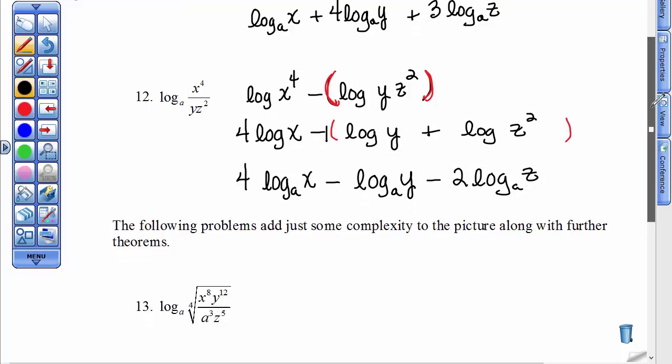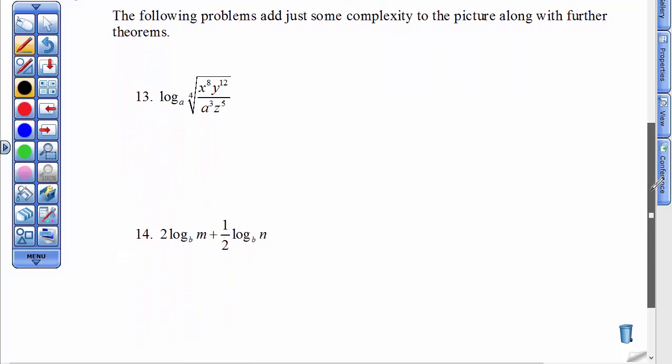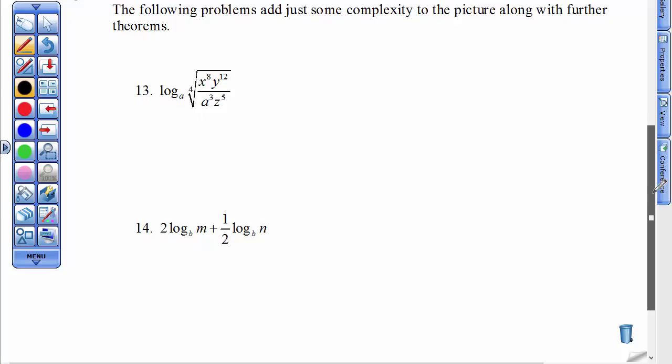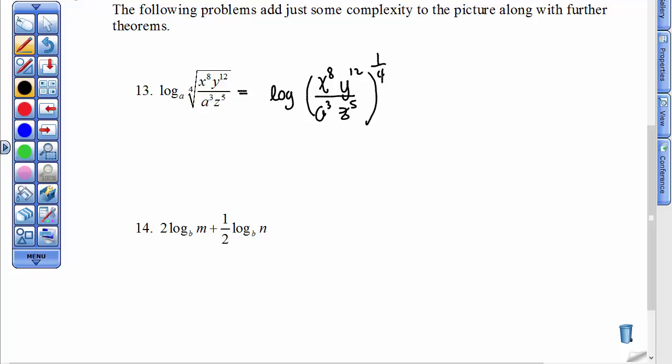Gets even more crazy when you see a problem like this one. I'm looking to see how many I have to go yet. Yeah, quite a few. Let's try to get through these 2 in this segment. So remember that the 4th root of something means to raise everything to the 1/4 power. So that's one way to deal with this problem. So you could write this as the log of all of this, x to the 8th, y to the 12th, a to the 3rd, z to the 5th, all of it raised to the 1/4 power.